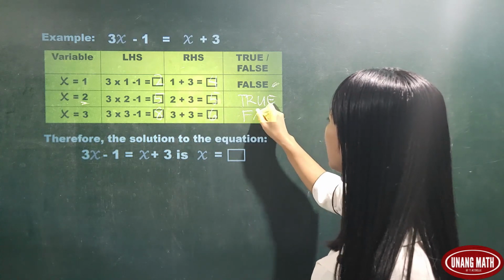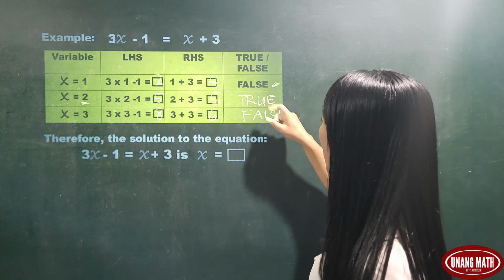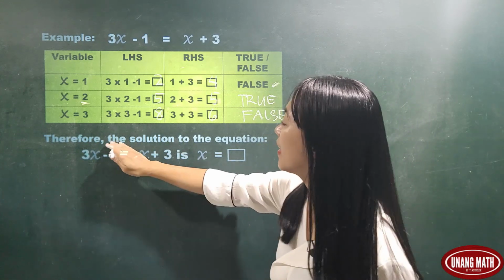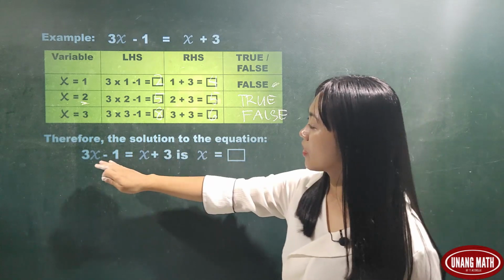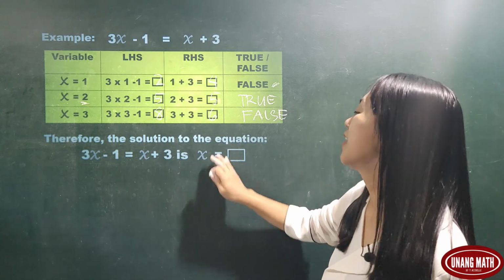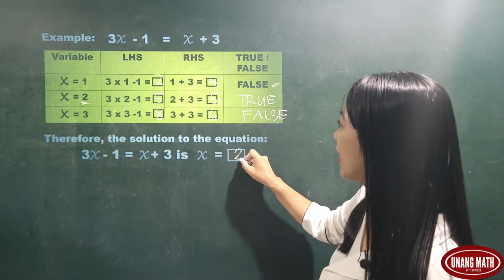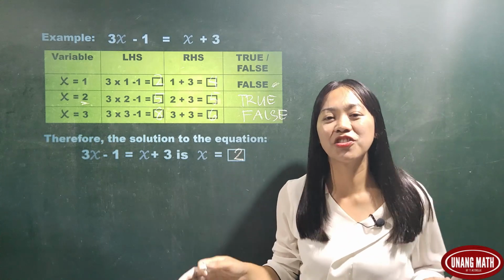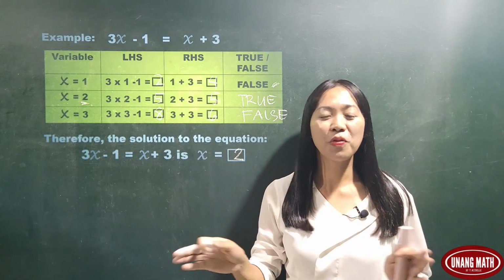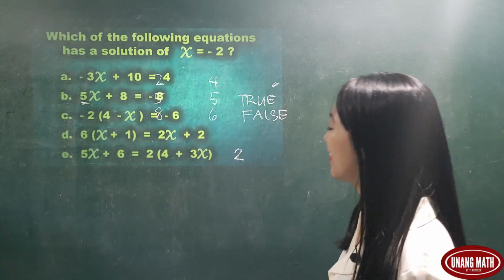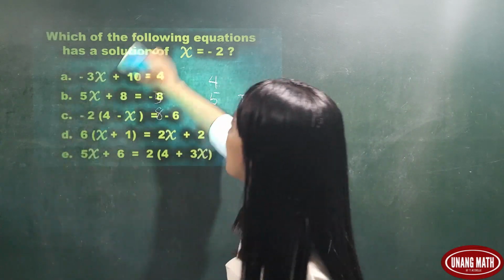So this is false. So in this illustration, we can say that the solution to the equation 3x minus 1 is equal to x plus 3 is the value of x is 2, because it makes the equation true. Both sides are equal. Okay, now let's answer this simple activity.